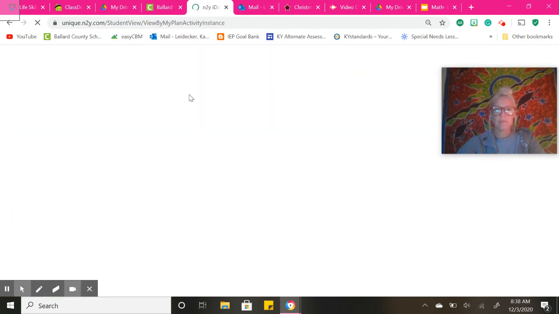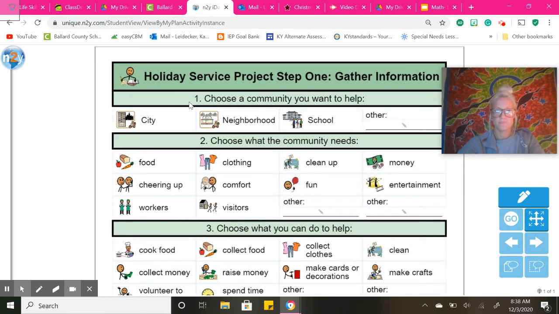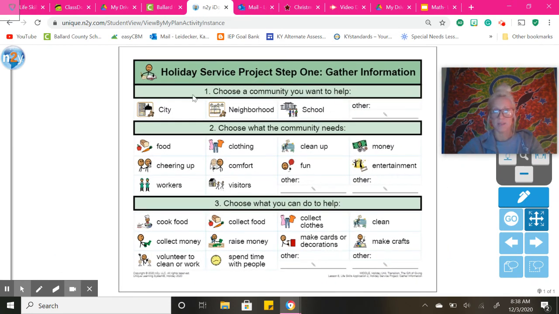Your life skills application goes along with your reading book that you've done for this month so far. So there's no right or wrong answers. You complete this how you would want to help someone in the community. So choose a community you want to help.